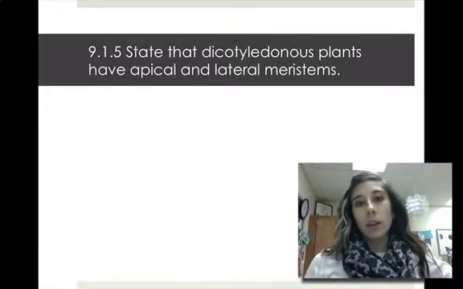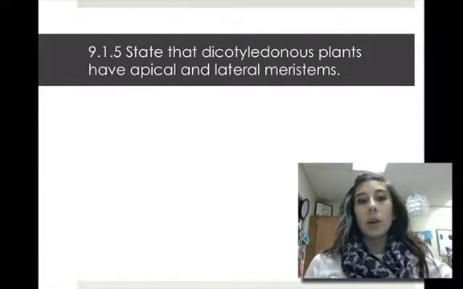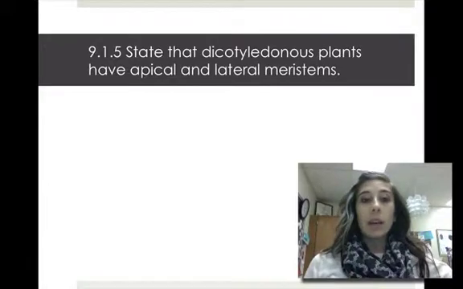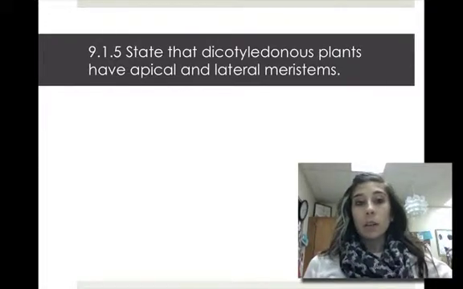Let's continue with plant science. I'm skipping 9.1.4 because we're going to take a look at that in our classroom. But let's continue on with looking at the way plants grow. So we want to look at apical and lateral meristems.